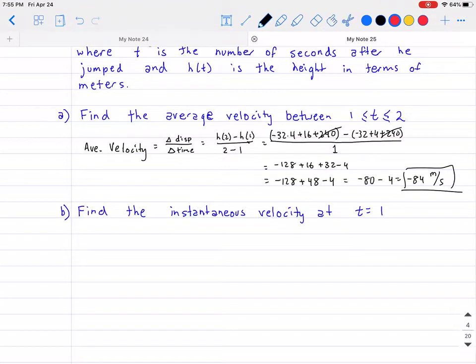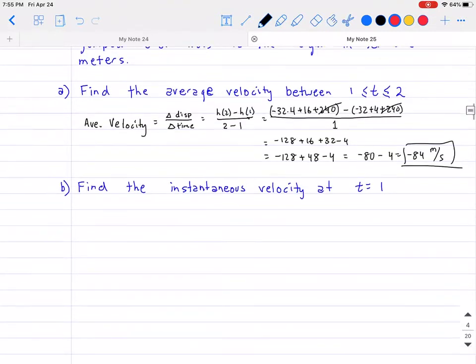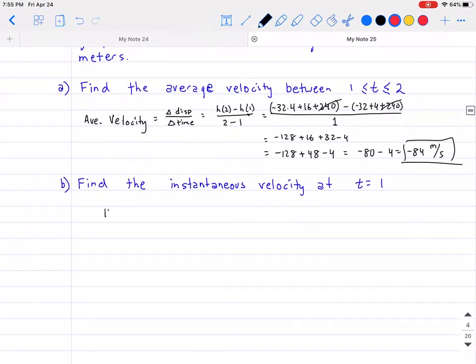Now, this time in part B, I said I want to find the instantaneous velocity at t is equal to 1. So this is where we apply the tangent thing that we've been doing so far, because again, the instantaneous velocity is saying how fast are you going at that instantaneous moment at t is equal to 1. So unlike in part A where we saw the secant slope, in part B, I want you to find the tangent slope, because we only have one single point to work with, whereas in part A, we have 2 points to work with.